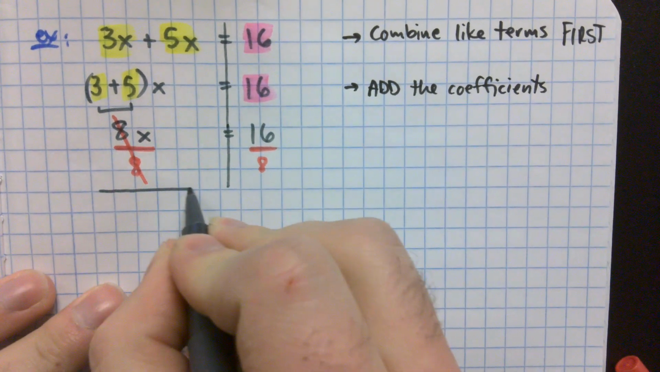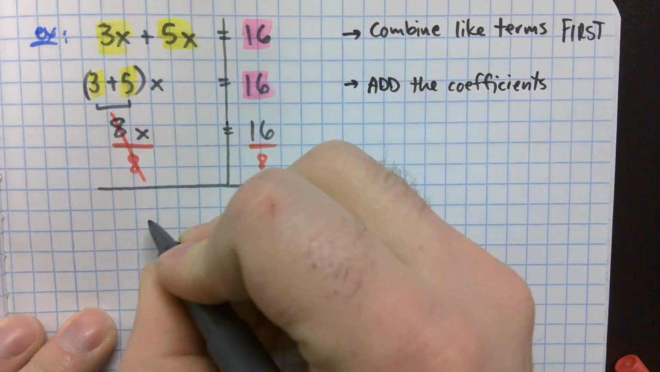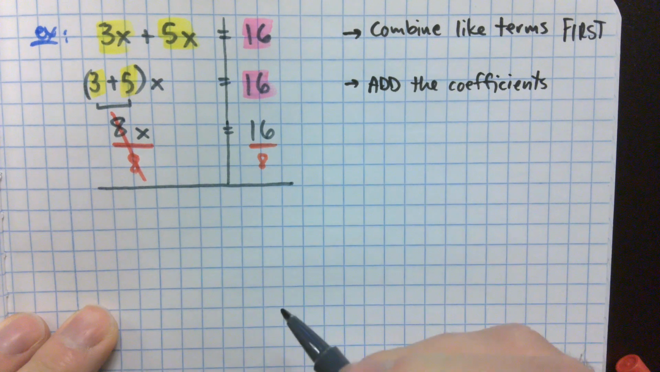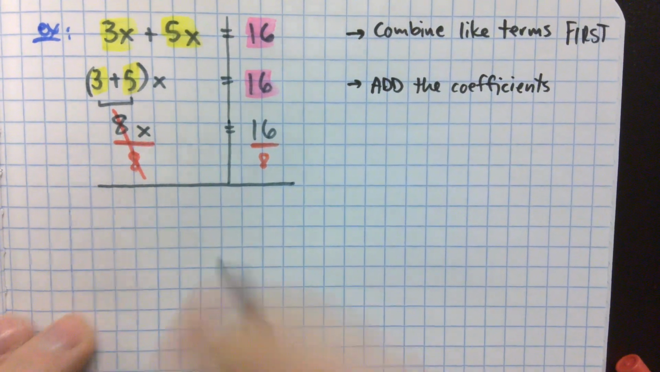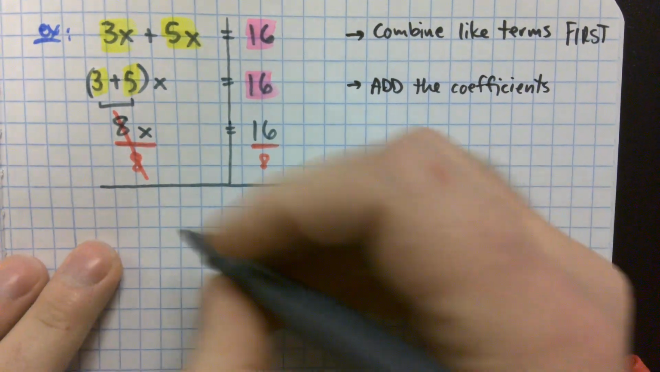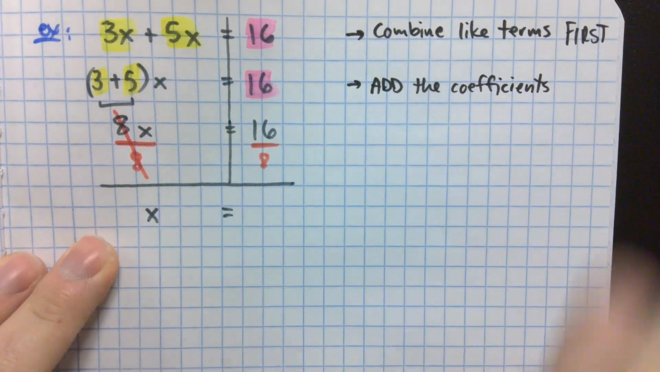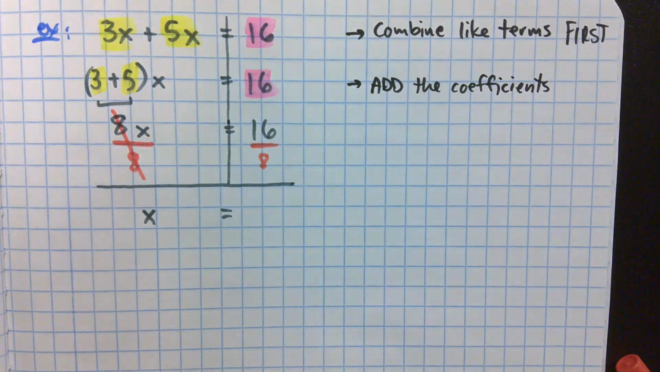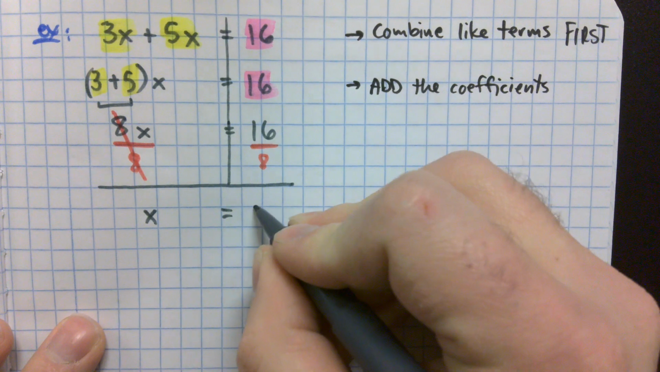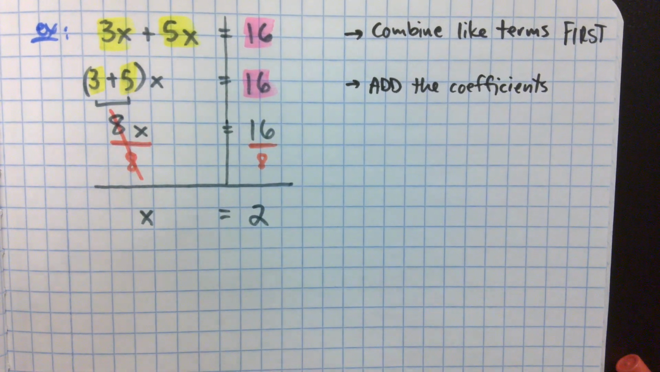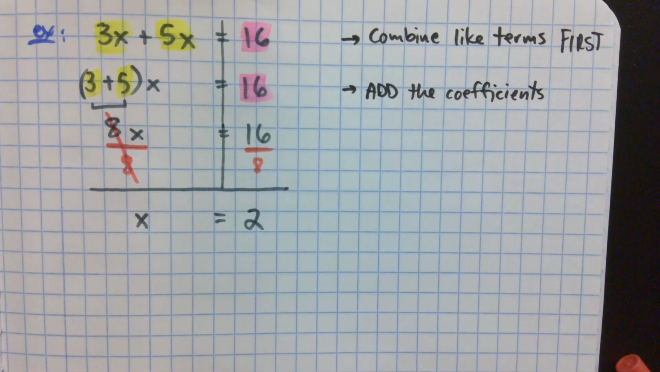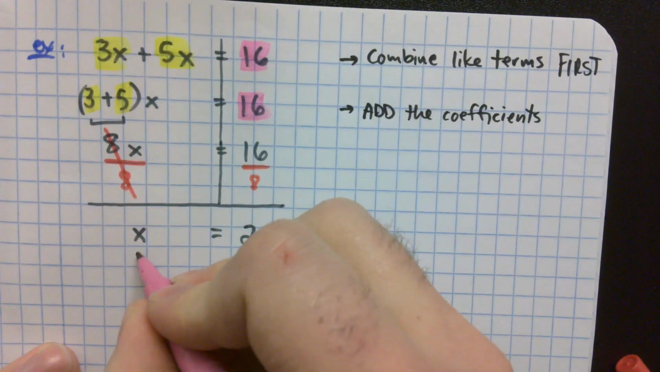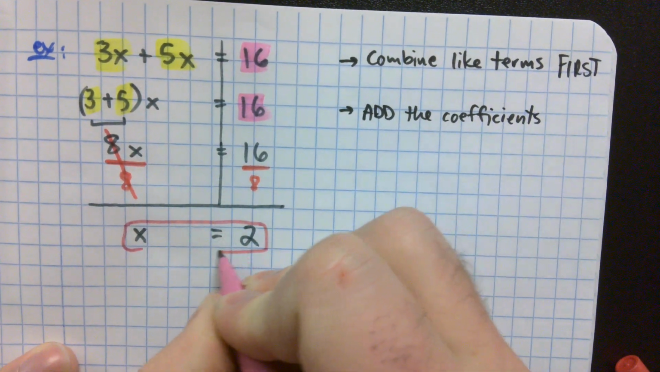What are we left with on the left-hand side? 16 over 8 on the right-hand side. On the left-hand side, we got x. Now we can simplify the right. What is 16 divided by 8? 2. Boom. There is our answer. X is equal to 2.